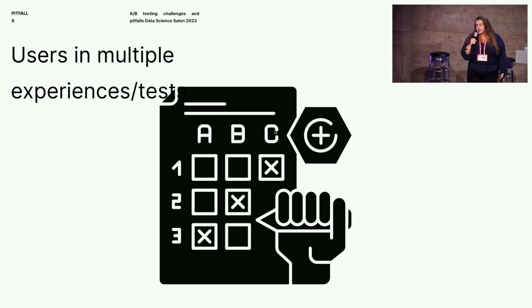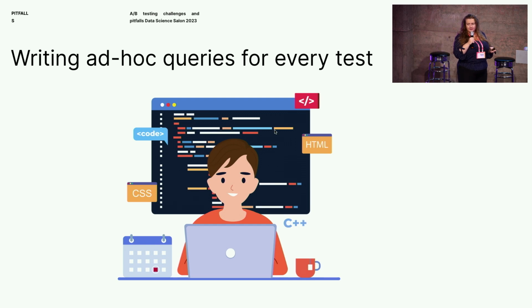Or you could use something like linear regression to quantify the impacts from different experiments on the user. And I've recently seen a number of interesting blog posts that talk about how to quantify that and how to move faster as a business with users. Another one is writing ad hoc queries for every single test that you run.